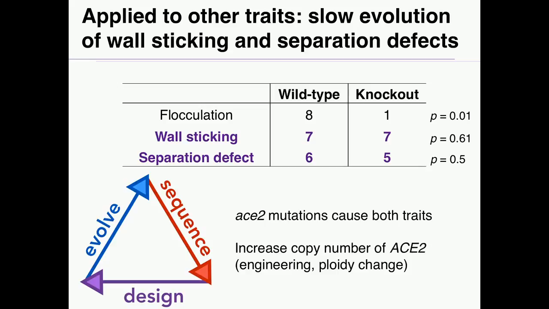So a very reasonable route for engineering would be to increase the copy number of ACE2, either by using a diploid strain or by engineering or maybe fusing it to an essential gene. Lots of great options. And just a nice example of how we might use this approach to go after other traits that are deleterious for us in the lab.